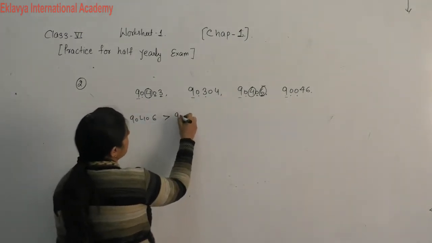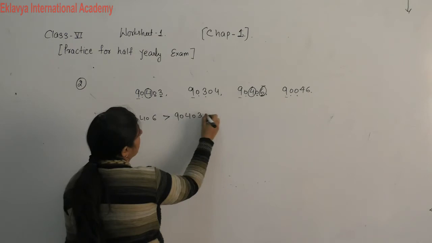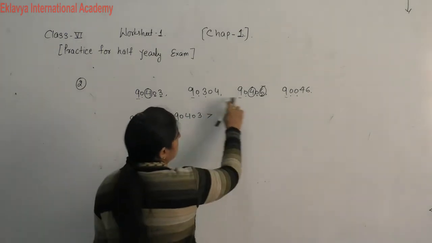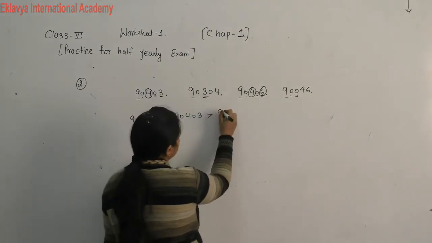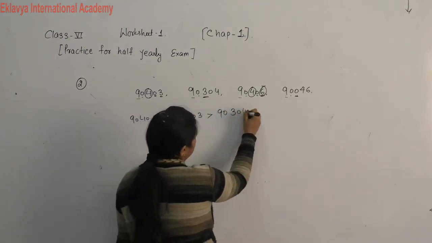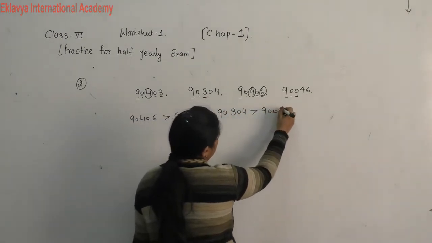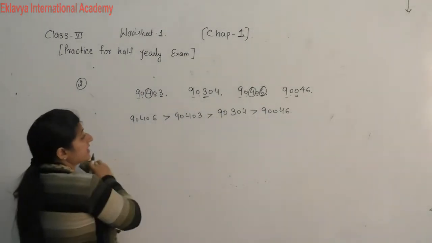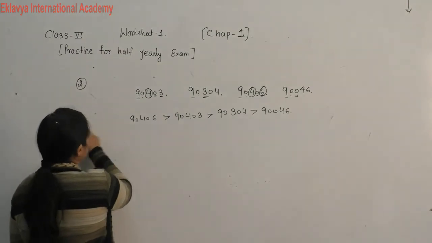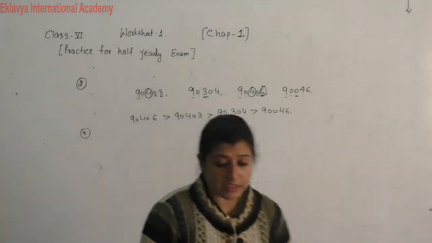The next one is 90403. Now compare these two. This one has 3 and here 0. It means this one is greater. 90304, then 90046. So we can arrange in descending order like this. Now see question number 3.